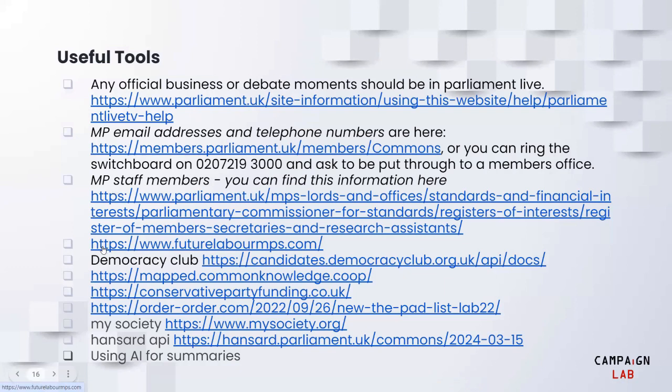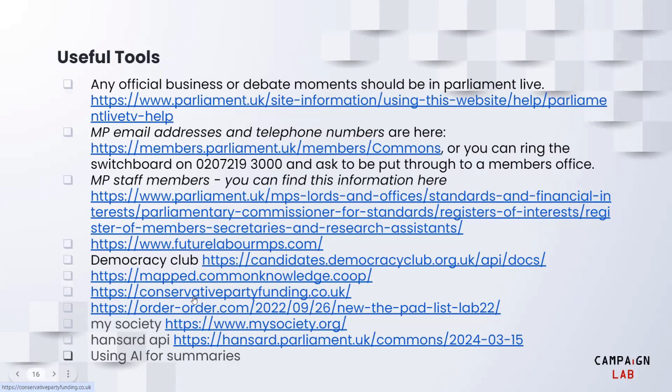This is an amazing site called Future Labour MPs that was built by the Movement Research Unit, which has information about all the Labour candidates standing for the election. So if you're interested in doing some intel or getting a sense of who's standing and what the candidates care about, this is a really useful website of crowdsourced information. Democracy Club also has candidate details, so you can look for candidates who stand in every election, and that's super useful. Again, we talked about Mapped by Common Knowledge.